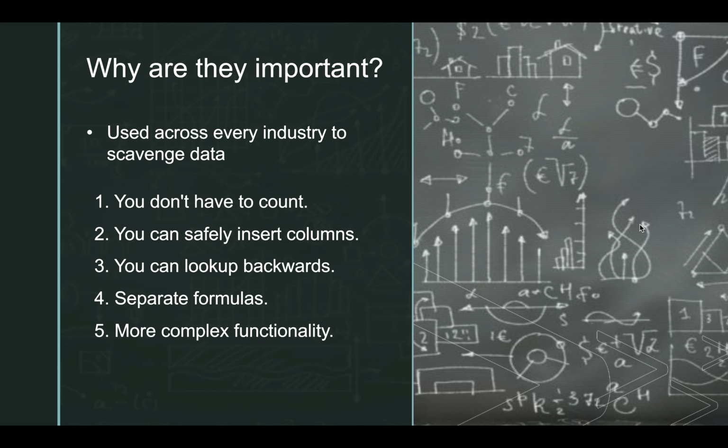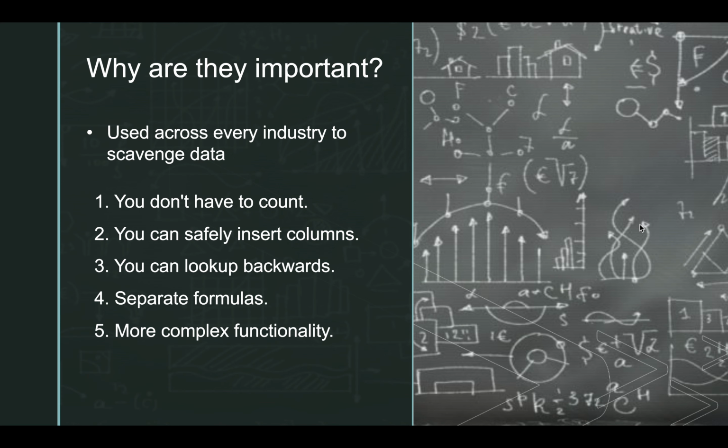Number 1, you don't have to count. With index match, there is no more worrying about counting to figure out which column you need to pull from. You just select your lookup column and results column, and you're done. Number 2, you can safely insert columns. With vlookup, if you insert a column in between the start of your table and the column you want to reference, your formula will break. But in index match, on the other hand, it safely updates no matter where you insert your columns.